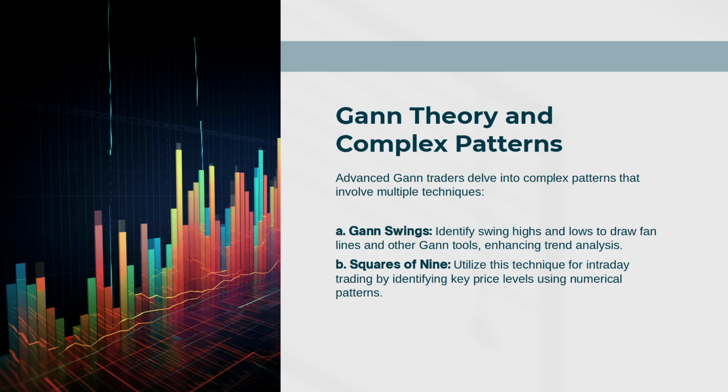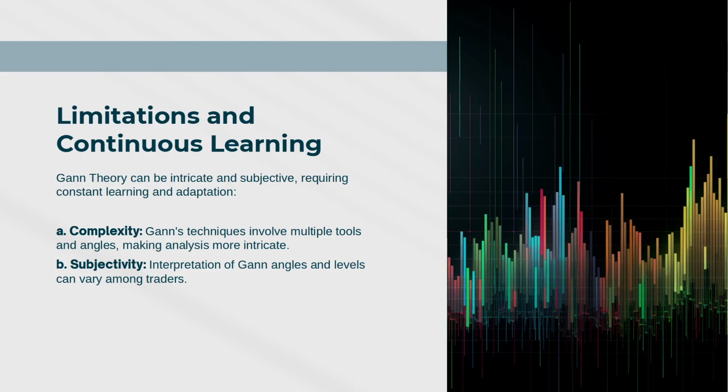Gann theory and complex patterns. Advanced Gann traders delve into complex patterns that involve multiple techniques. Gann swings. Identify swing highs and lows to draw fan lines and other Gann tools, enhancing trend analysis. Squares of 9. Utilize this technique for intraday trading by identifying key price levels using numerical patterns.